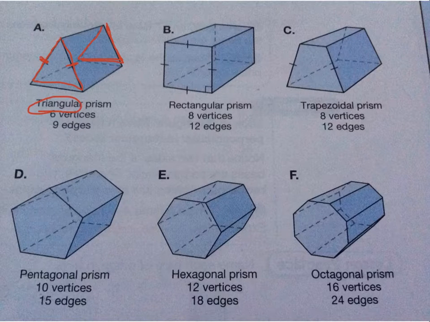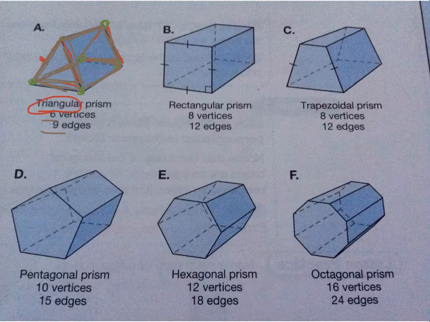Now, just a reminder, we've talked about vertices and edges before. The vertices are where they meet. So 1, 2, 3, back here would be 4, 5, 6 vertices, and the edges are 1, 2, 3, 4, 5, 6, 7, 8, 9. So again, 6 vertices and 9 edges. Vertices are where the edges meet. Again, its name comes from the triangle.